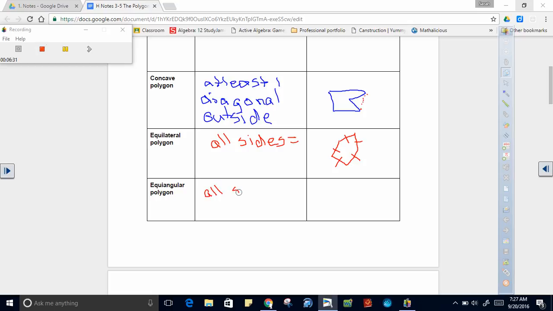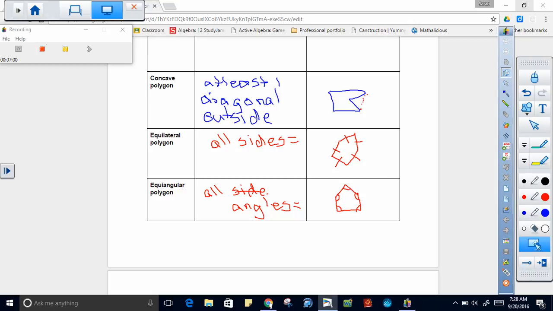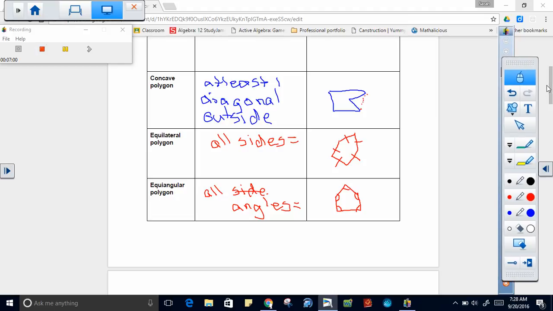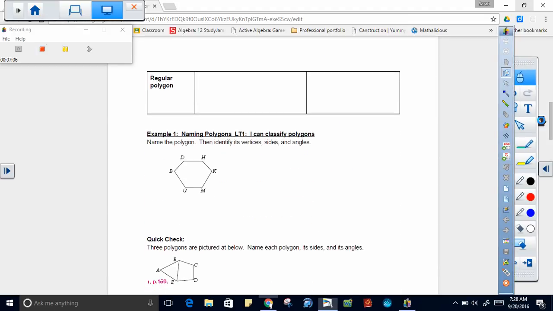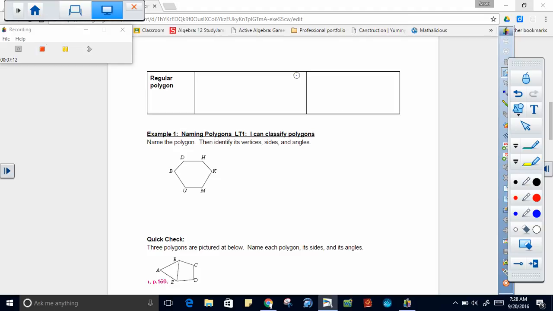Equiangular means that all angles are equal. So we'll do a similar shape. And again, this isn't necessarily true on this shape, so I'm going to tell you that all of these angles, even though I have not measured them and I cannot prove to you that they are all congruent, I wanted them to be. Okay? Your last one is a regular polygon. Regular is equiangular and equilateral.